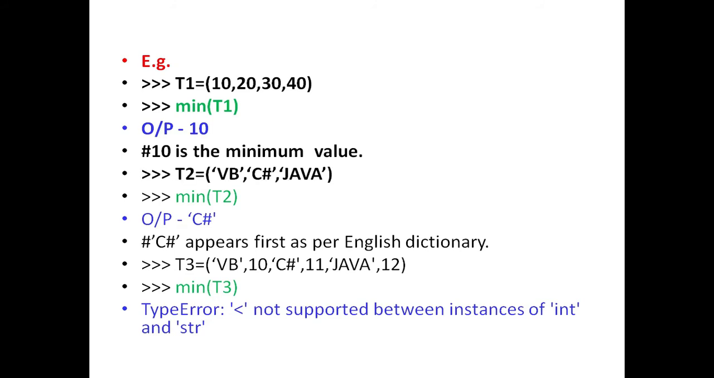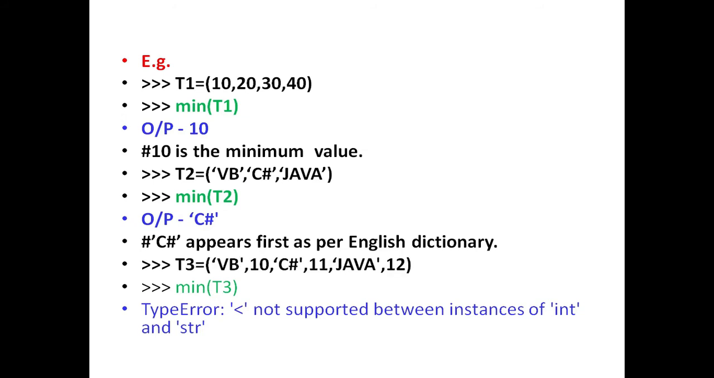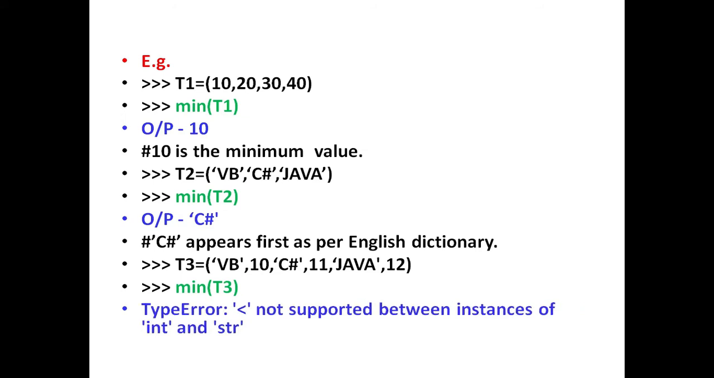Also, if we define the tuple with strings with elements VB, C# and Java, and if we use the min function with t2, it will give the output C#, since C# appears first as per English dictionary. And if we use mixed data types, that is VB, 10, C#, Java, 11, 12, and if we use the min function with that t3, it will give a type error.